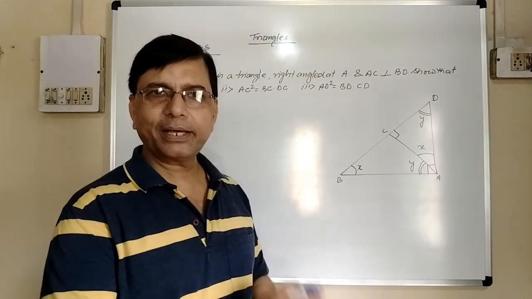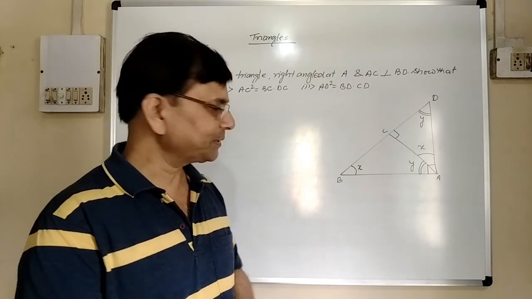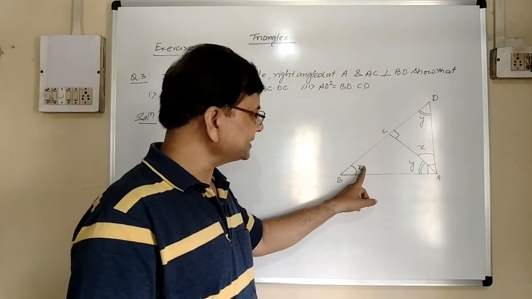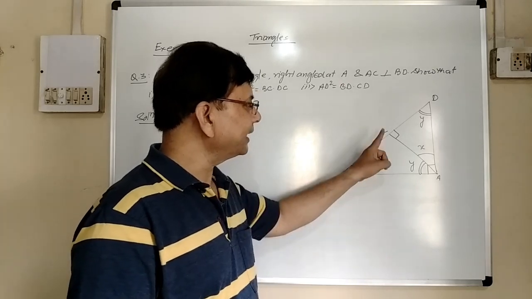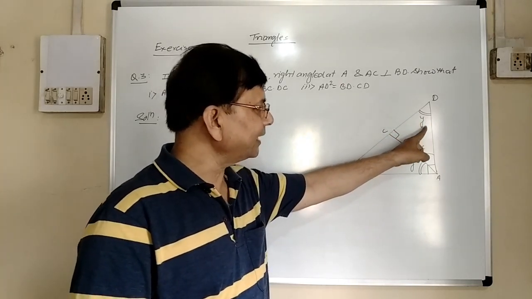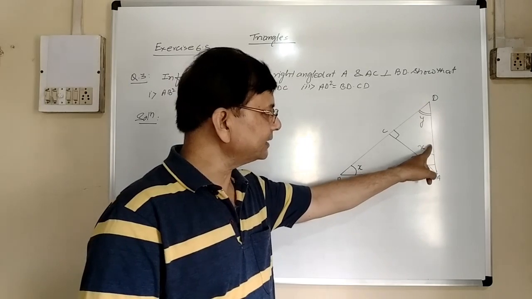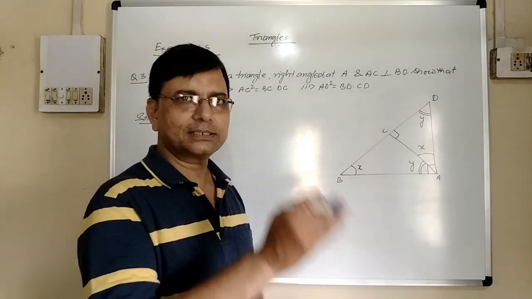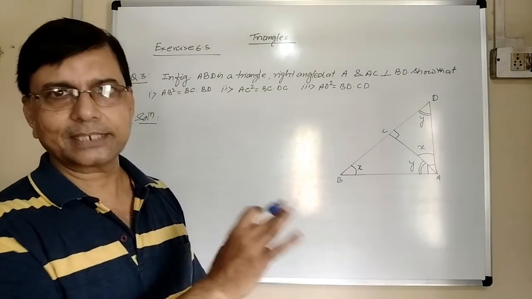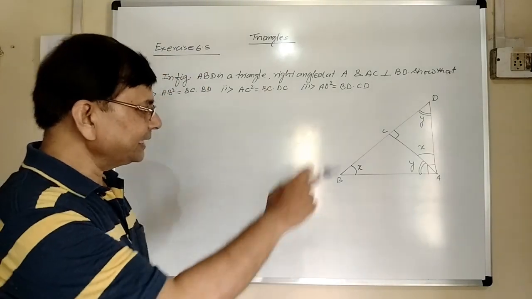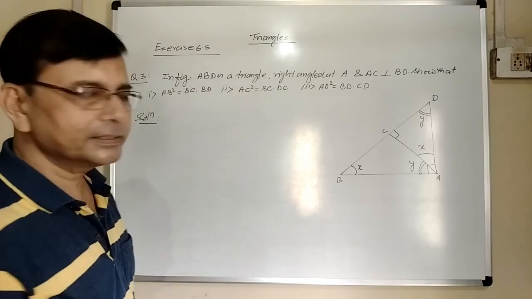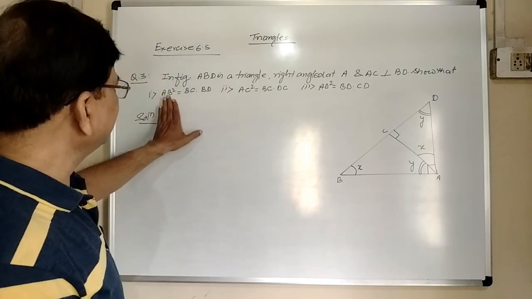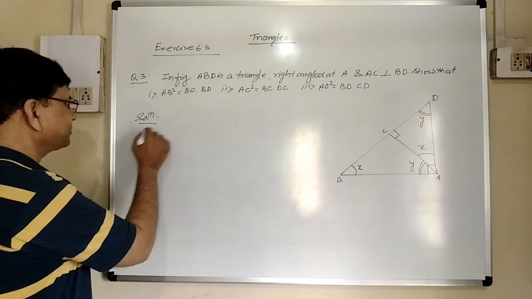As we have done in the previous two examples, here we will see that if this angle is X of ABD and this angle is Y, then this angle will be Y and this angle will be X. This we have already done in the previous theorems and exercises. So with this we will prove these three relations. So here the first relation is, we will take the first part.